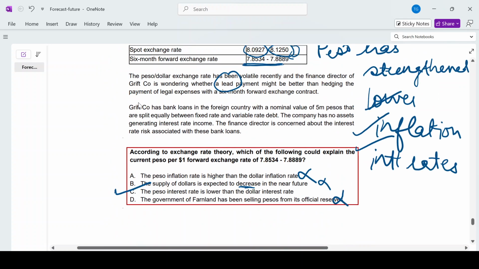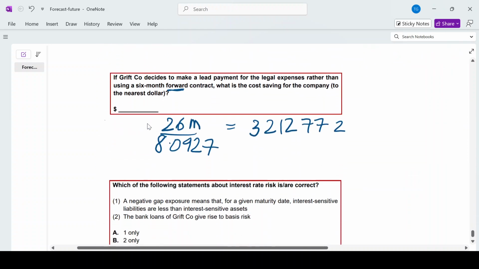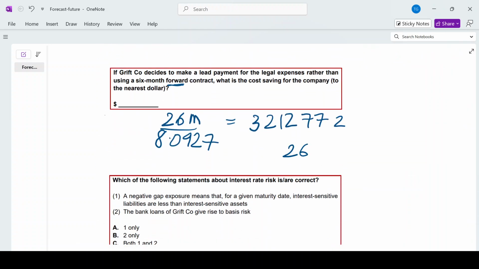So let's see what the forward rate is being offered. Again, we are going to take the lesser rate, 7.8534. So 26 million divided by 7.8534. Let me plot this in my calculator real quick. 26 divided by 7.8534 gives me 3310668.